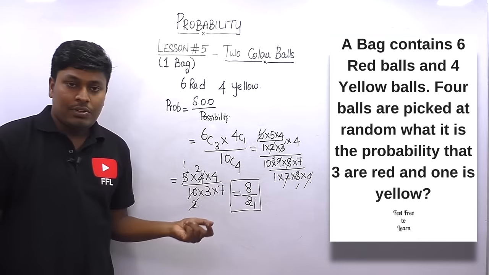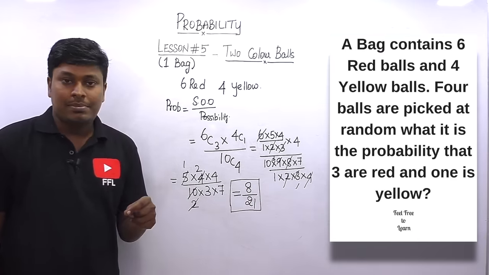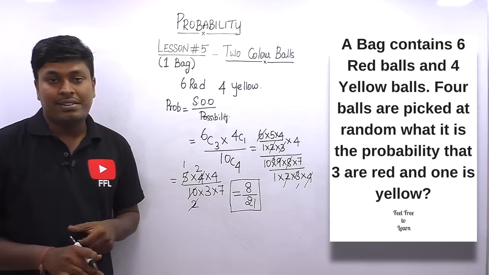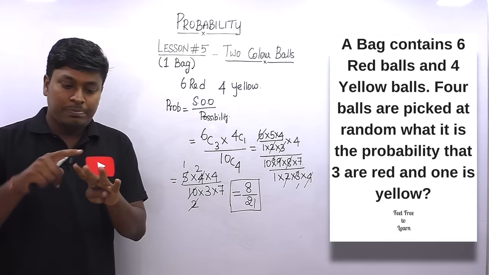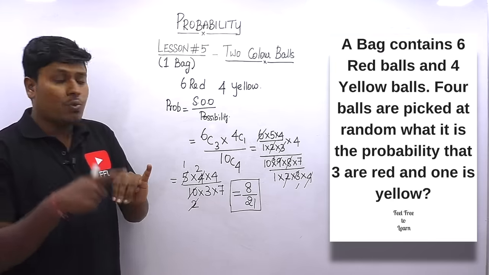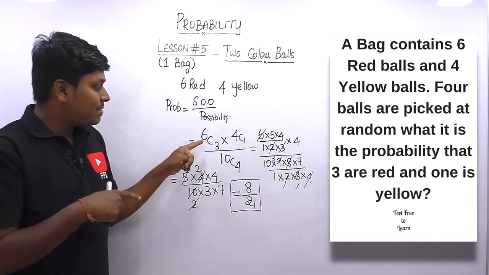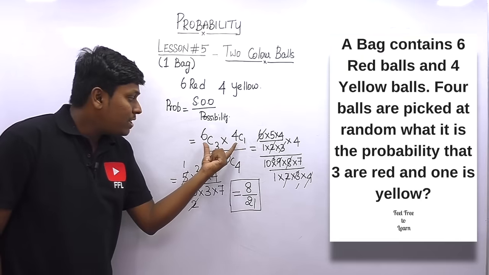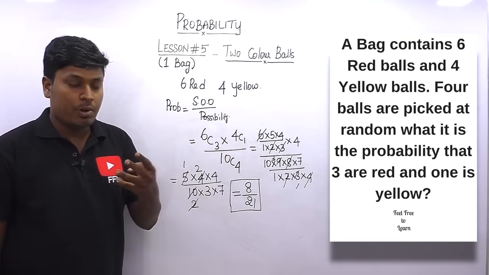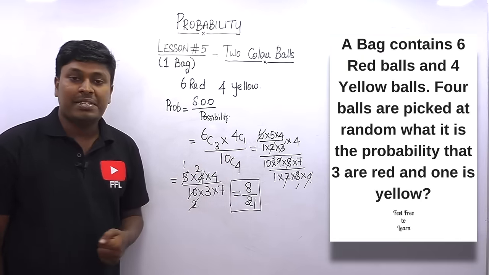So it is the easiest topic. Once you understand the concept, you will be able to solve all the questions easily. Remember that out of 4 balls, our target is to pick 3 red and 1 yellow. So 6C3 is for red, and 4C1 is for yellow. Only when you add both, you will get 4 balls. And here, it is multiplication.